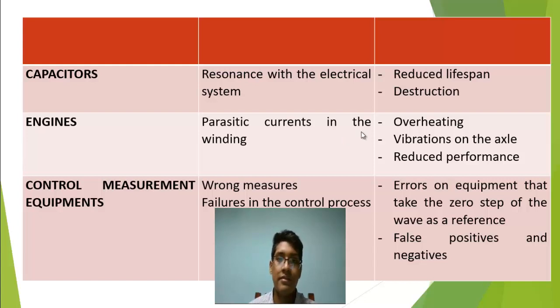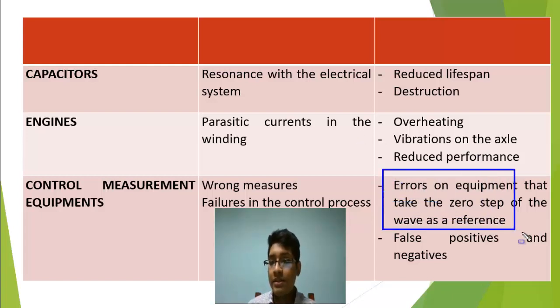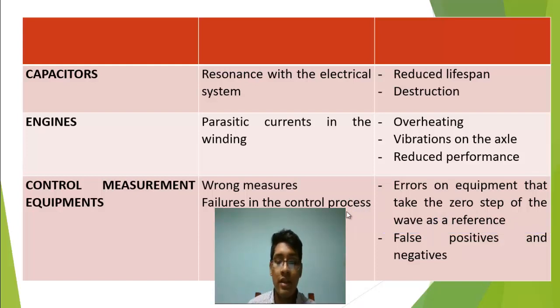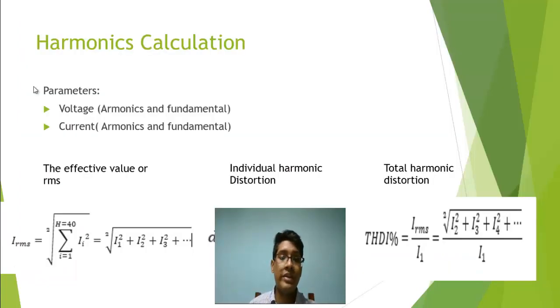In the control and measuring equipment, they cause wrong measures and failure in the control process. These equipments are susceptible to incorrect operation due to the harmonics. In some cases, the main problems are the errors on equipment that take the zero crossing of the wave as a reference, and false positives and negatives. Now I'm going to talk about the harmonics calculation.